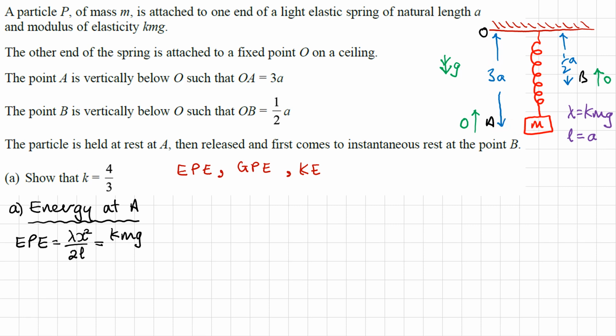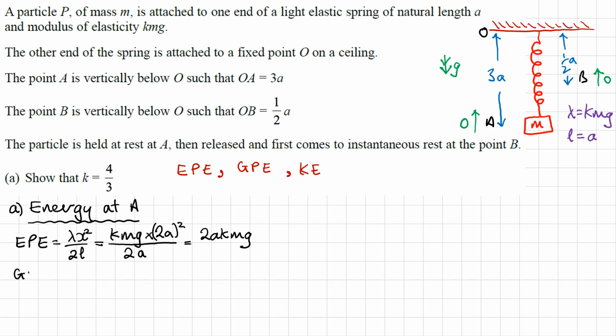So lambda, and the extension is 2a, and that's all squared over 2 times the natural length, so that's 2 times a. Now I can simplify this down because I'm going to get 4a squared here, and if I divide that by 2a, I'm going to be left with 2a, so it's going to be 2a kmg, and that's it. There is no denominator because they've cancelled out. So we've got the elastic potential energy.